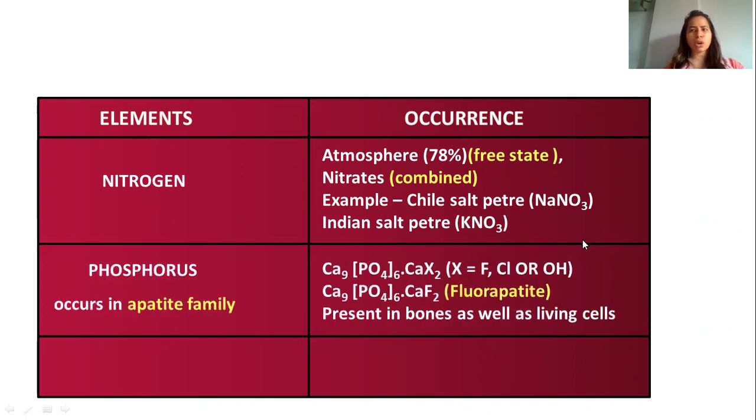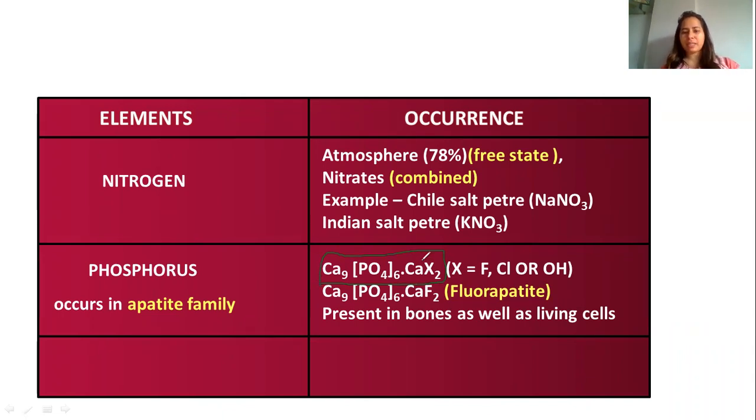Phosphorus is not a gas, but it mostly exists as tetraatomic P4. Phosphorus occurs in the apatite family. You can see the formula for the apatite family is very common: Ca9(PO4)6·CaX2. If you remember in the s-block, when I was telling you the uses of the last element, calcium carbonate, with respect to calcium I was telling you the use of fluorapatite, it is present in toothpaste, and you can see the same formula over here. Ca9(PO4)6·CaX2, where X can be fluorine, chlorine or OH, hydroxy group.